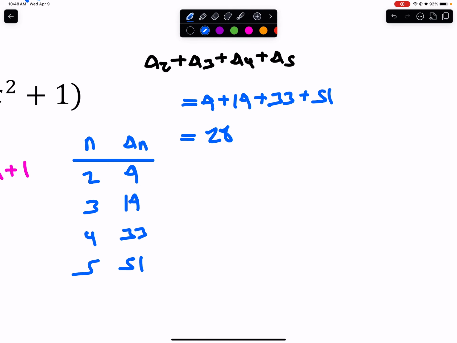So that's 28 and 84. Just going to be, what is that, 112? I hope.